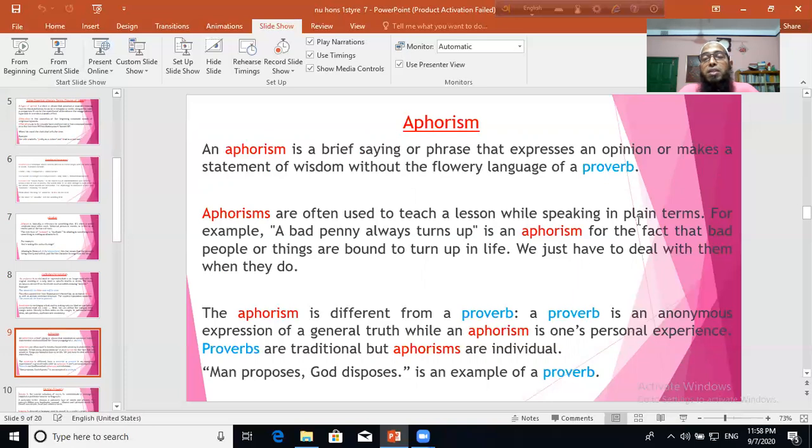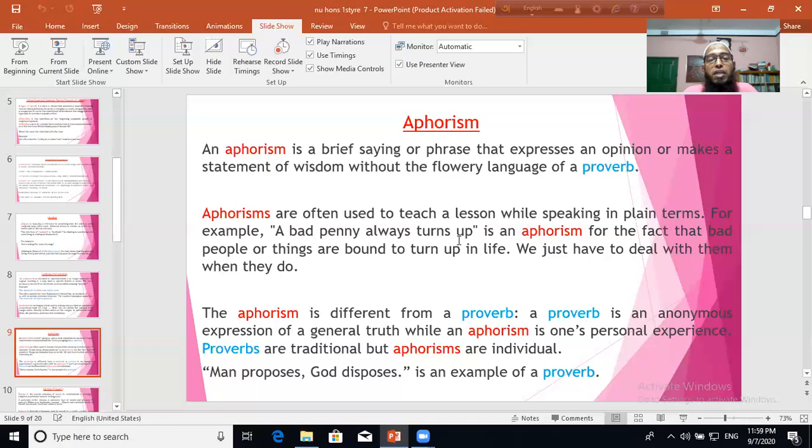It is a very terse, I mean short, small sentence, but it gives a lot of meaning. If you illustrate this sentence, you can write two or three pages if you try to interpret it. So it is a very precise and terse sentence, but it has wisdom. Aphorisms are often used to teach a lesson while speaking in plain terms.